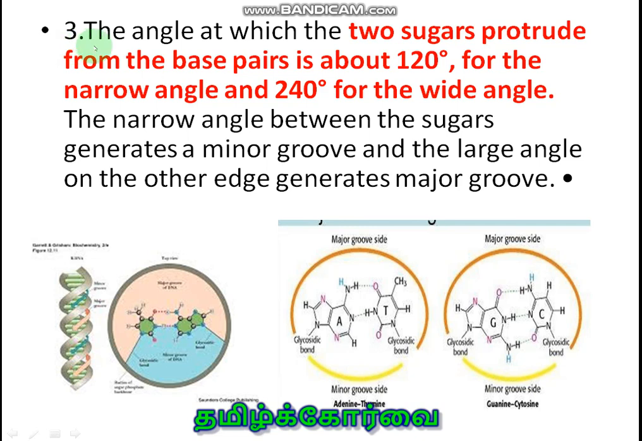Next, third character is the angle at which the two sugars protrude from the base pair: it is 120 degree for the narrow angle and 240 degree for the wide angle. This is about the minor groove. Okay, its angle is 120 degree and the major groove's angle is 240 degree. So put together you will get 360 degree of a circle.